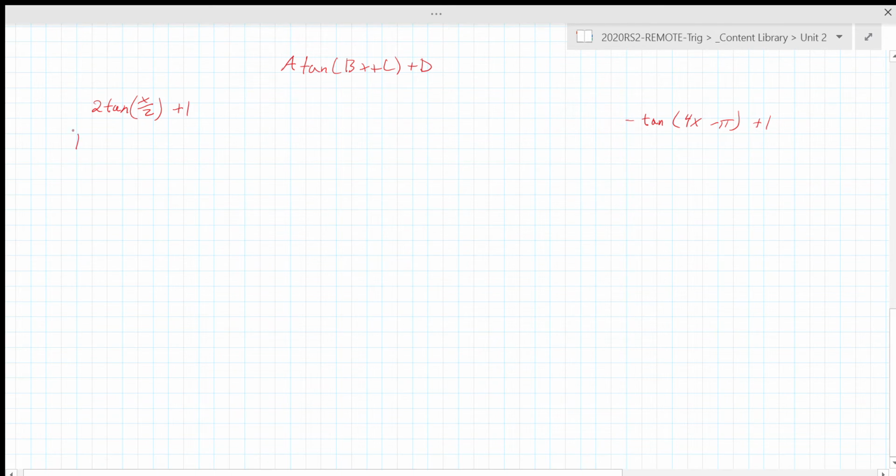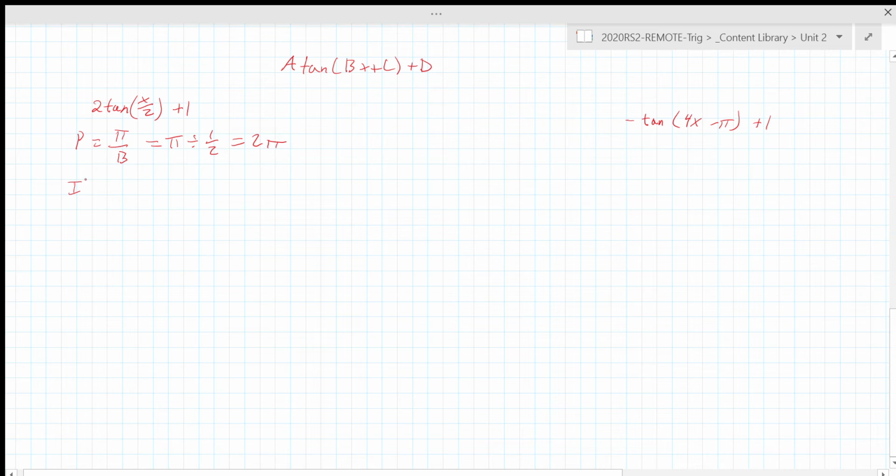It's going to be similar to our process for sine and cosine, but there are a few key differences. The first being that the period is pi divided by b instead of 2 pi divided by b. So for us that would be pi divided by 1/2, or 2 pi. And then we're going to find the interval.